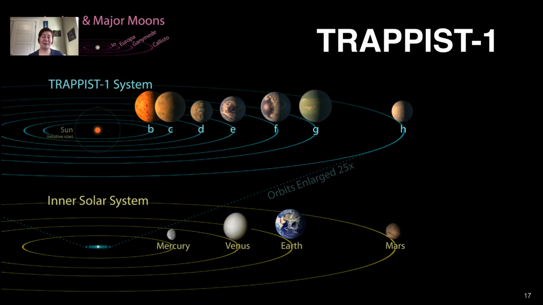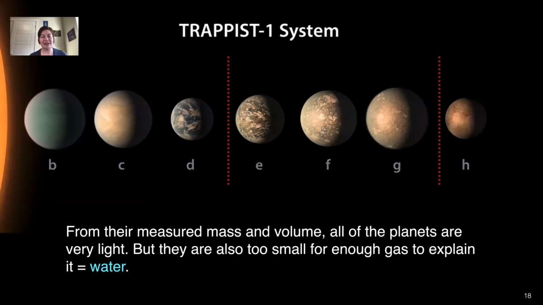And TRAPPIST-1 is a small star. It's an M8 star, so it's very dim, it's very small. And in fact, the comparison is actually better made to the moons of Jupiter, which you can't really see because I'm in front of it, rather than the solar system itself. Now, people are really excited about this system because there are 3 planets that are within the habitable zone. This is the distance from the star at which, if there's water on the surface, it's likely to be liquid. So planets E, F, and G are within this habitable zone.